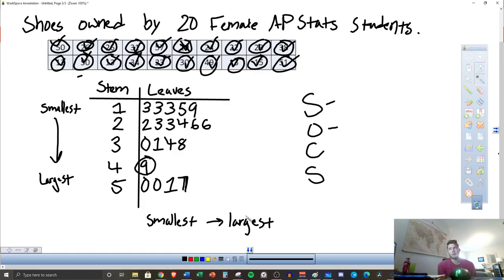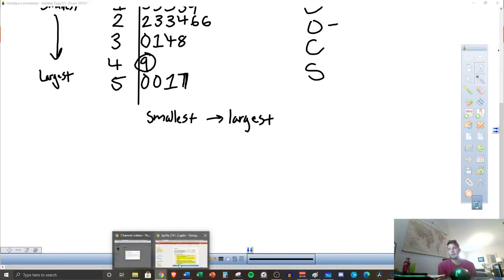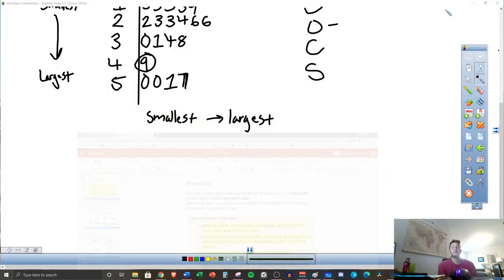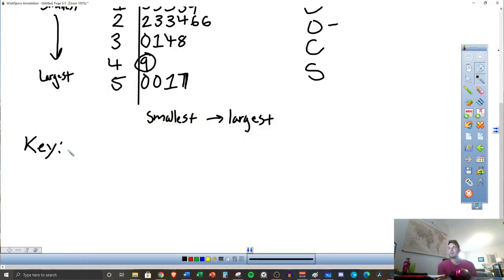And you know what I realized? We forgot to actually do the last step from creating this. Let's go back and do that. Provide a key that explains what the stems and leaves represent. So let's make sure we have that. Whoops, sorry about that. So we're going to put key. Sorry to jump around. Let's pick a number. I'm going to pick the 5 and the 1. So if I say 5, 1, this means I'm looking here at 5 and going to the 1.